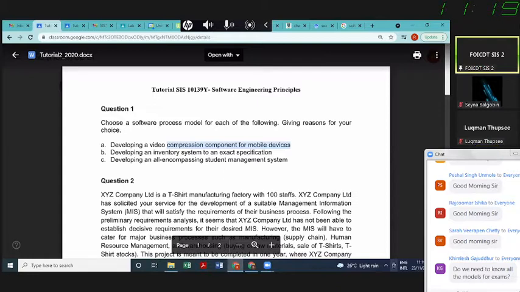This tutorial exercise is more to make you think and to reflect on the different software processes that we saw yesterday, and eventually to choose the best one that you think would be appropriate. It's just to make you think. Like I mentioned, there is no one correct answer. For example, if I say, do you think you can use Agile for this one?